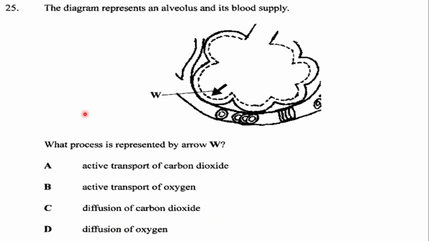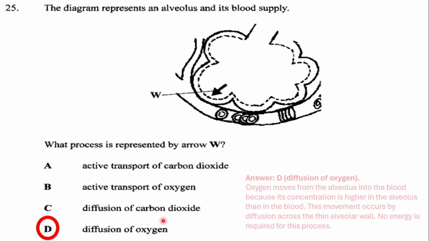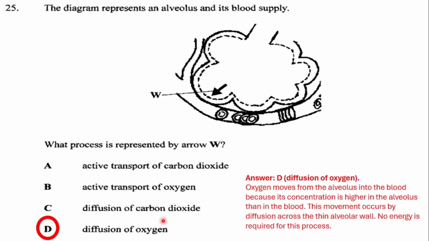Let's move on to question number 25. It says that the diagram represents an alveolus and its blood supply. What process is represented by arrow W? So here we have arrow W, and it says what process is represented by arrow W? Is it active transport of carbon dioxide, active transport of oxygen, diffusion of carbon dioxide, or diffusion of oxygen? And the correct answer is definitely going to be B, diffusion of oxygen, because oxygen moves from the alveolus.